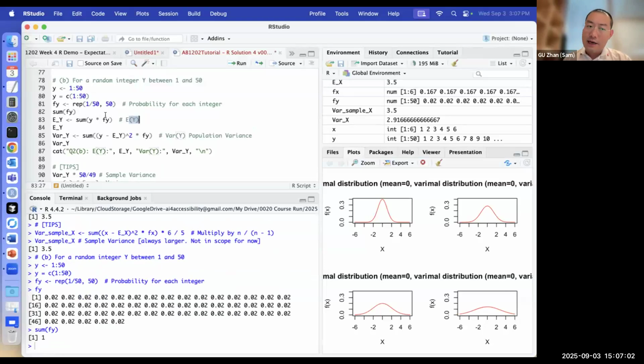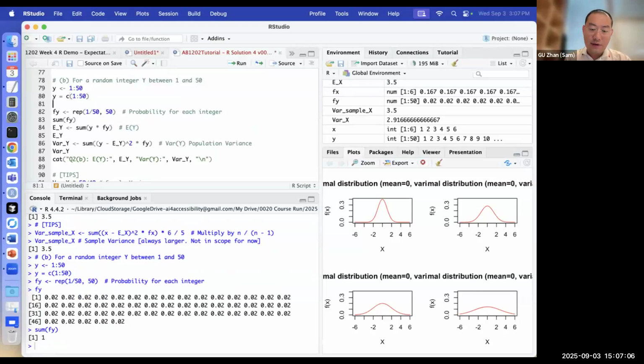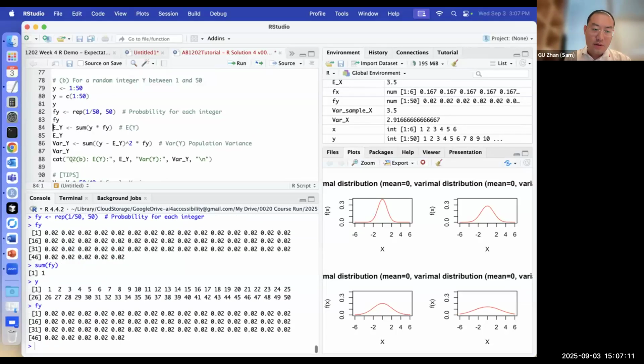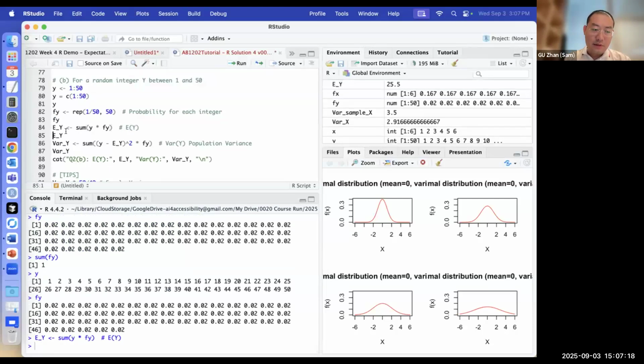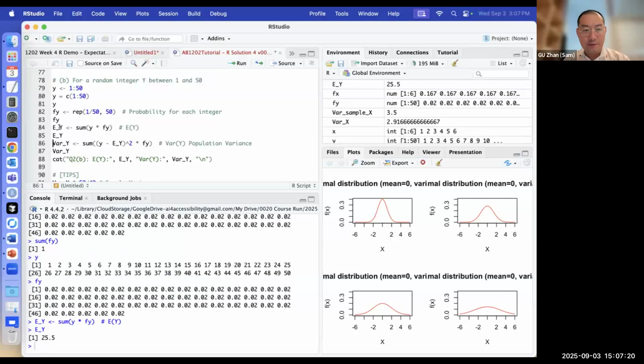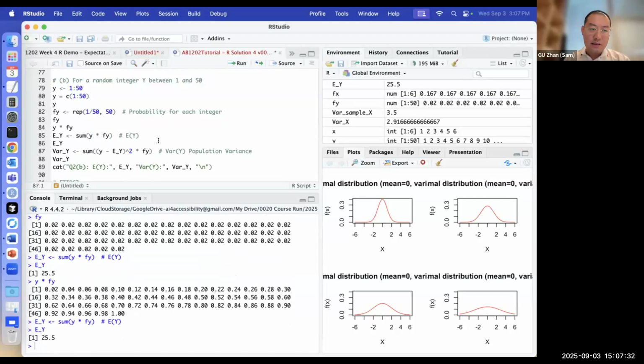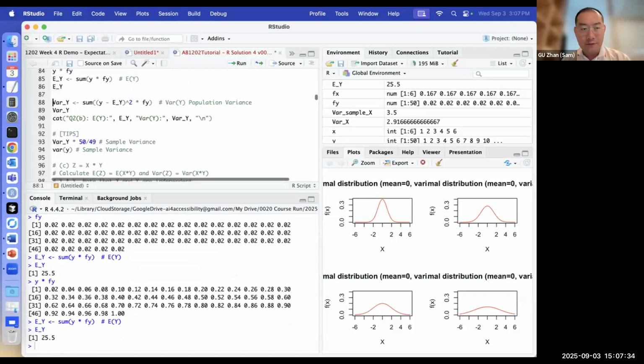So for the expected value of y, let's have a look at each individual y value and each individual fx value. So 1 to 50. Then you times them together, then sum. Then you get expected value 25.5. We can also have a look at this interim step. Then expected y equals 25.5.